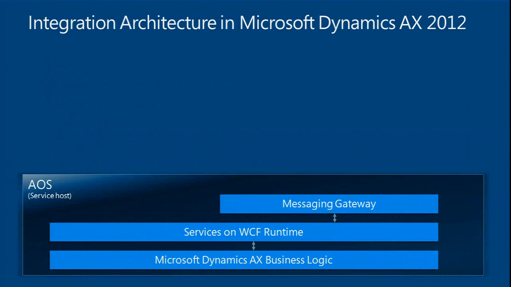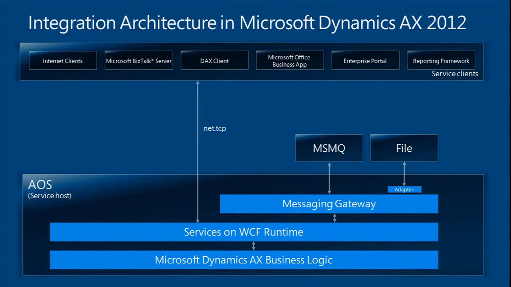Let's first look at the overall architecture in Dynamics AX 2012 for integrations, and I'll walk you through the difference to what we had before in Dynamics AX 2009 as well. So you can see that at the bottom layer, we have AOS, which acts as a service host. And the services that we expose run in the WCF runtime, so they're actually running in IL. We have a messaging gateway, which we also had before, which serves for asynchronous integrations. The messaging gateway essentially has some queues through which the messages flow, and we use it for asynchronous integrations. So this is used for MSMQ integrations as well as for file integrations.